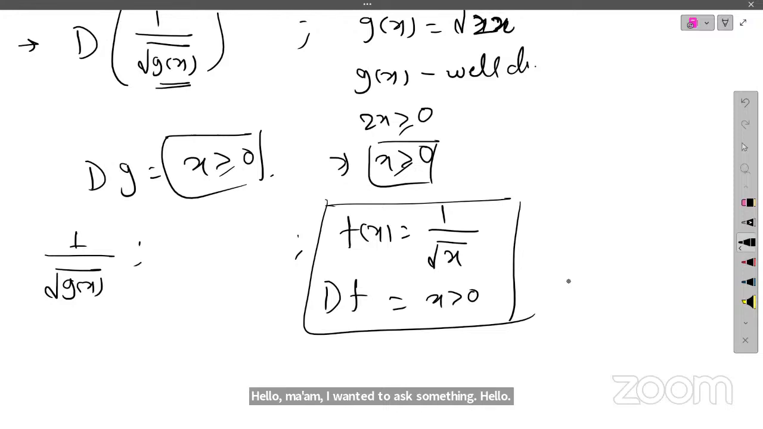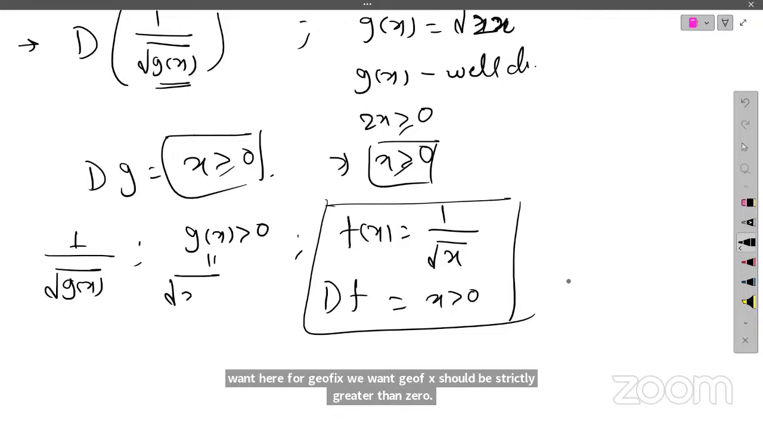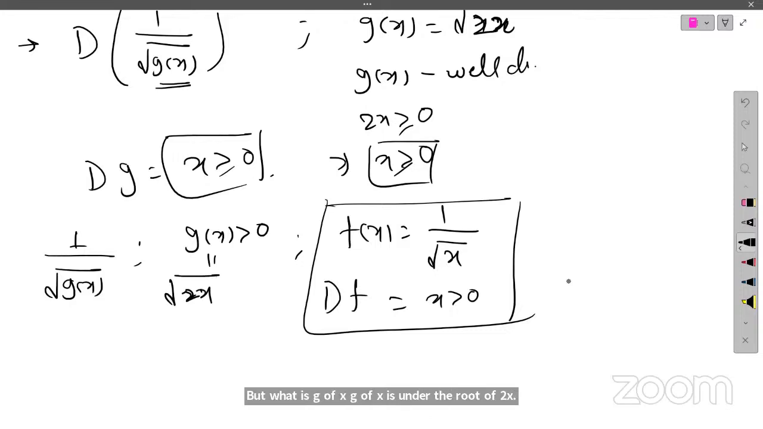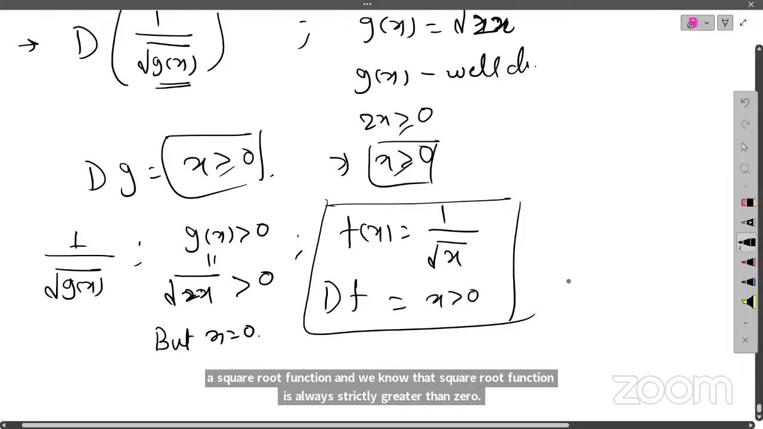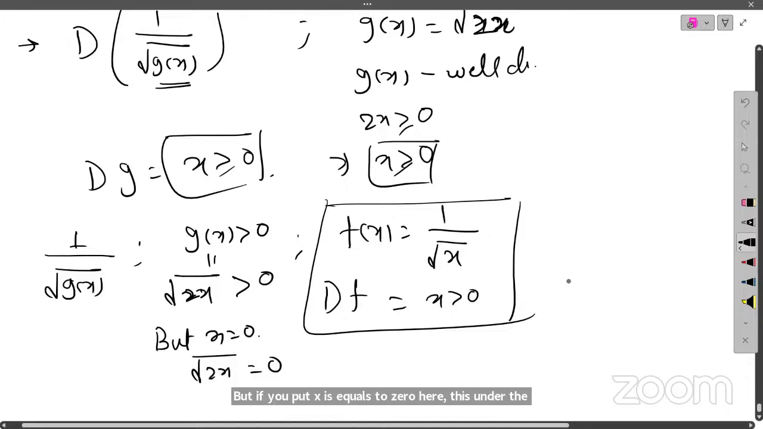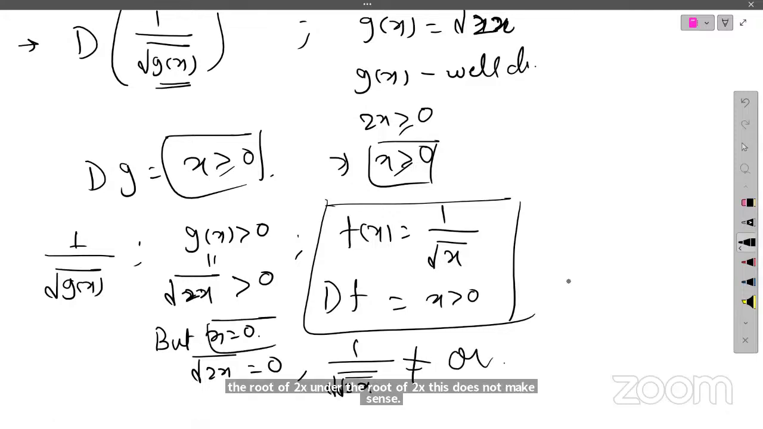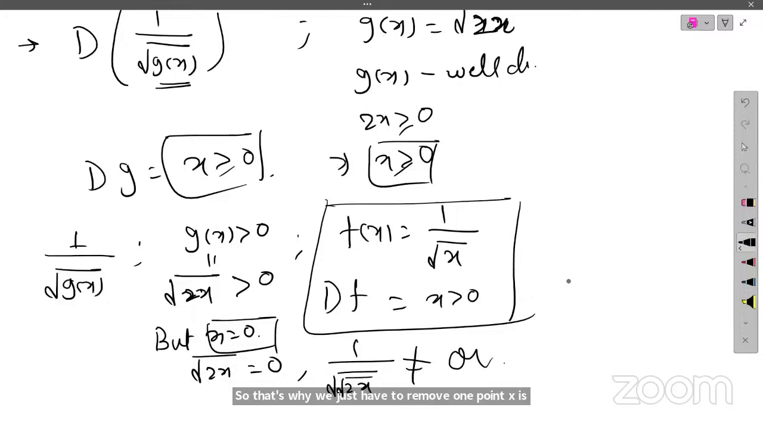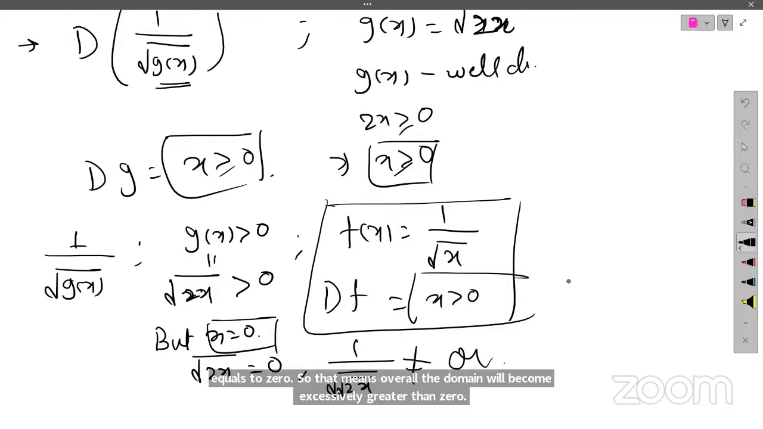So what we want here is that g of x should be strictly greater than 0. But what is g of x? G of x is under the root of 2x. It's a square root function, and we know the square root function is greater than or equal to 0. But if you put x equal to 0 here, under the root of 2x becomes 0, and for 1 by under the root of 2x, this does not make sense. So we just have to remove the point x equal to 0. Overall, the domain will become x strictly greater than 0. Is that clear? Yes, ma'am. Got it. Thank you, ma'am.